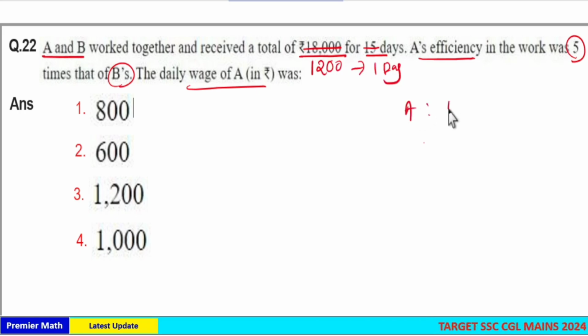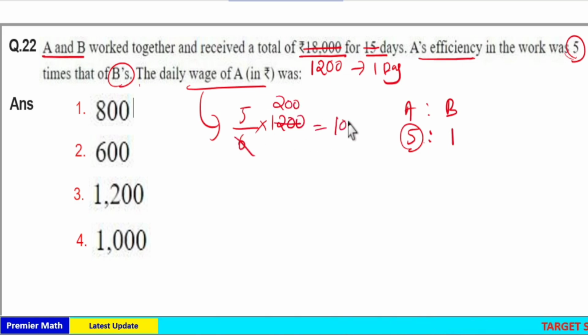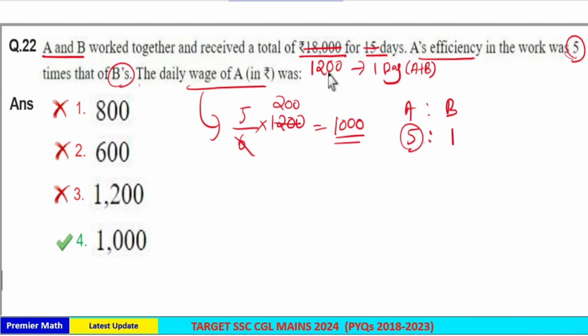Now take the efficiency ratio of A and B. Here A is 5 times as efficient as B, which means if B's efficiency is 1 unit, A's efficiency is 5 units. Now the daily wage of A: the total efficiency of A and B is 5 plus 1, 6 units. So A received 5 by 6 of the wage. 5 by 6 of 1200, which A and B together received in 1 day. 6 goes 200 times in 1200. 5 into 200 is 1000. So A received 1000 for 1 day. Option 4 is your answer. This is A plus B together received 1200 in 1 day.